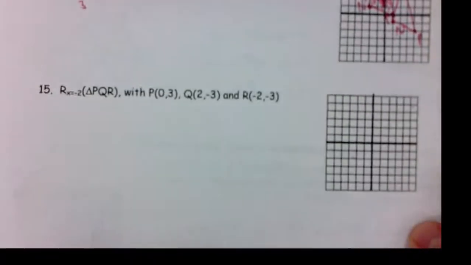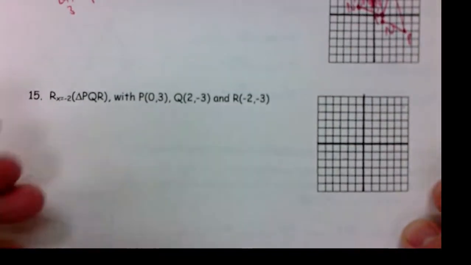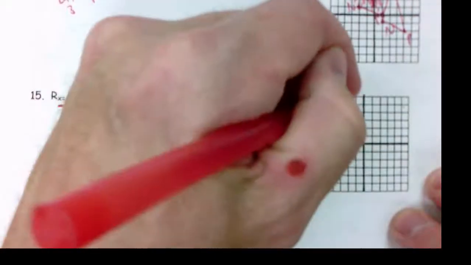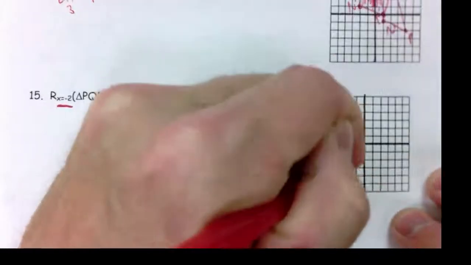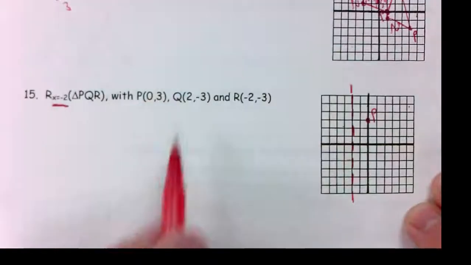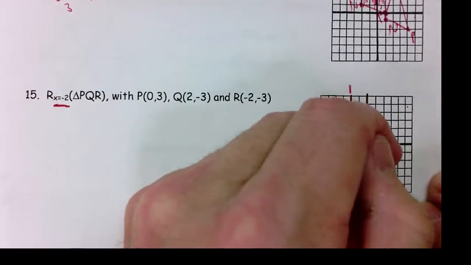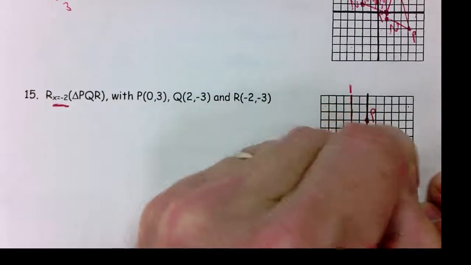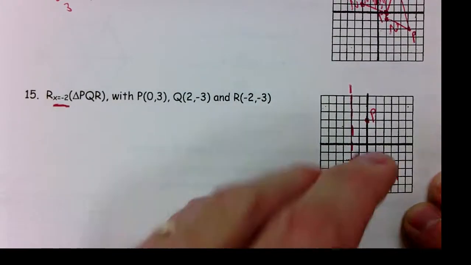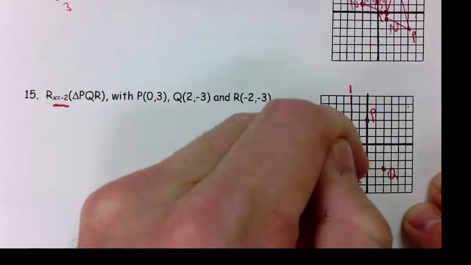And then last up, I have this reflection across the line x equals negative 2. So when I do a reflection, the first thing I like to do is draw a dotted line at the line of reflection. Let's go ahead and put our points on here. P is at 0, 3. That would be P. Q is at 2, negative 3. So there's Q. And R is at negative 2, negative 3. That'd be R.